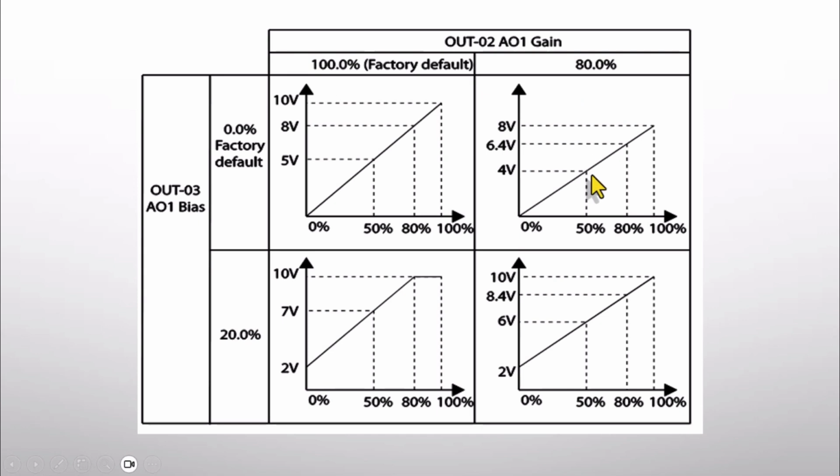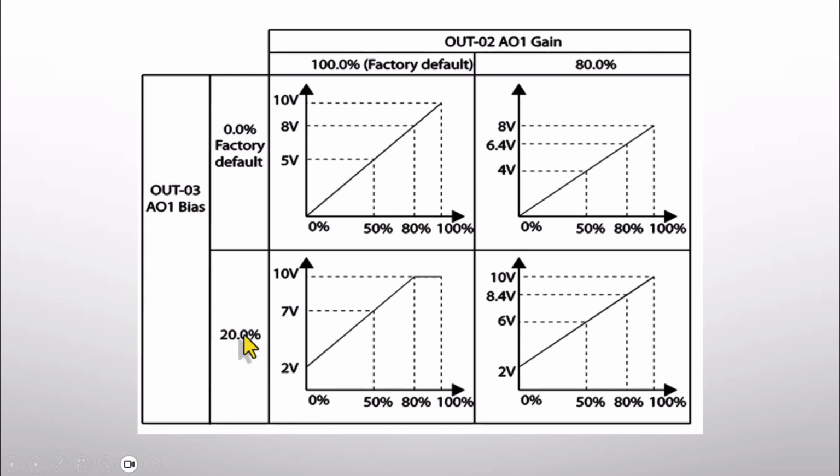But if you set it to 80%, your frequency will reach 50 Hz when it gets to 100%. If the parameter you set reaches 100%, as you can see, since we set it to 80%, the output will be 8 volts. But what does bias mean? For example, suppose you want to have 2 volts at 0 Hz.